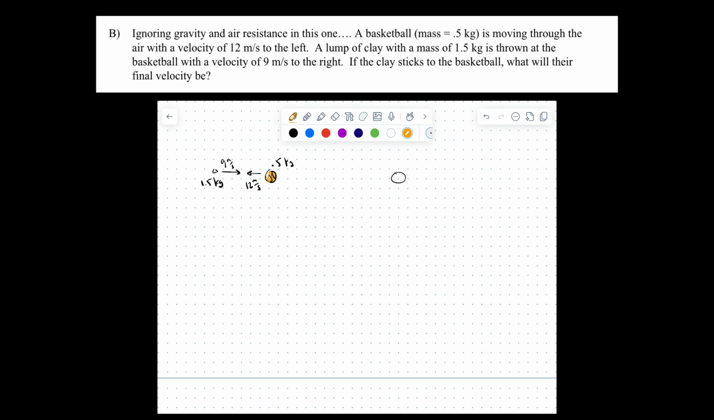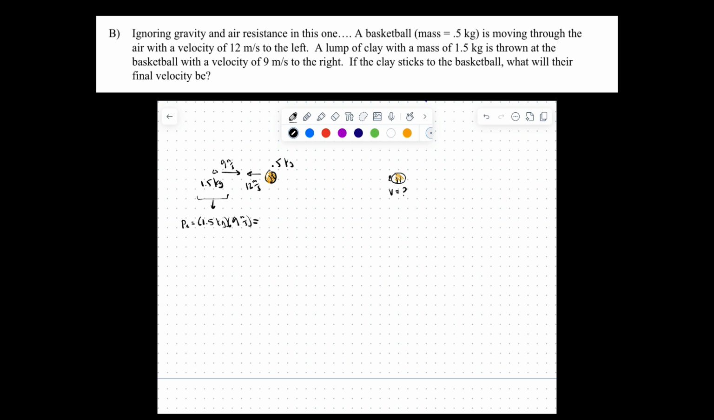So there's our basketball, and now there's the lump of clay stuck to the side of the basketball. And we want to know, now they're combined into one mass, what is their velocity together after that collision. So again, we're looking at this in terms of momentum. So the momentum of the clay, if we just look at the clay on its own, I'm going to say to the right is positive. So we say m times v, so that's 1.5 kilograms times 9 meters per second.